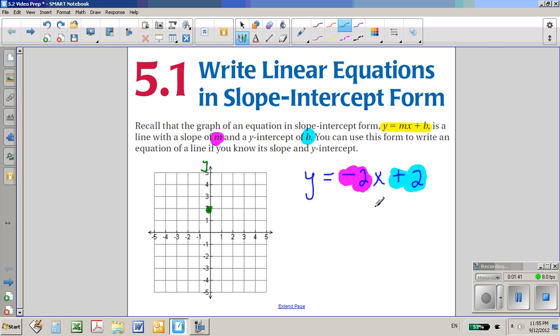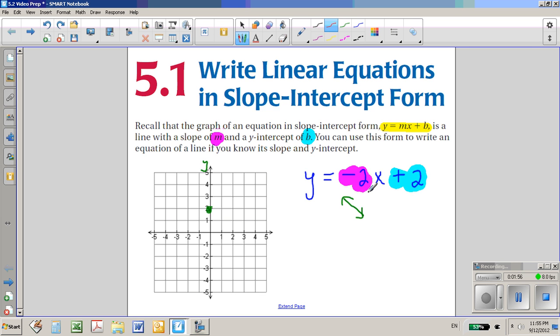And it's a negative slope. So before you actually graph, you want to remember that negative slope looks like this. So you should anticipate your line going like this. So if it doesn't, then that means you drew the incorrect line. Okay, so slope is negative 2.